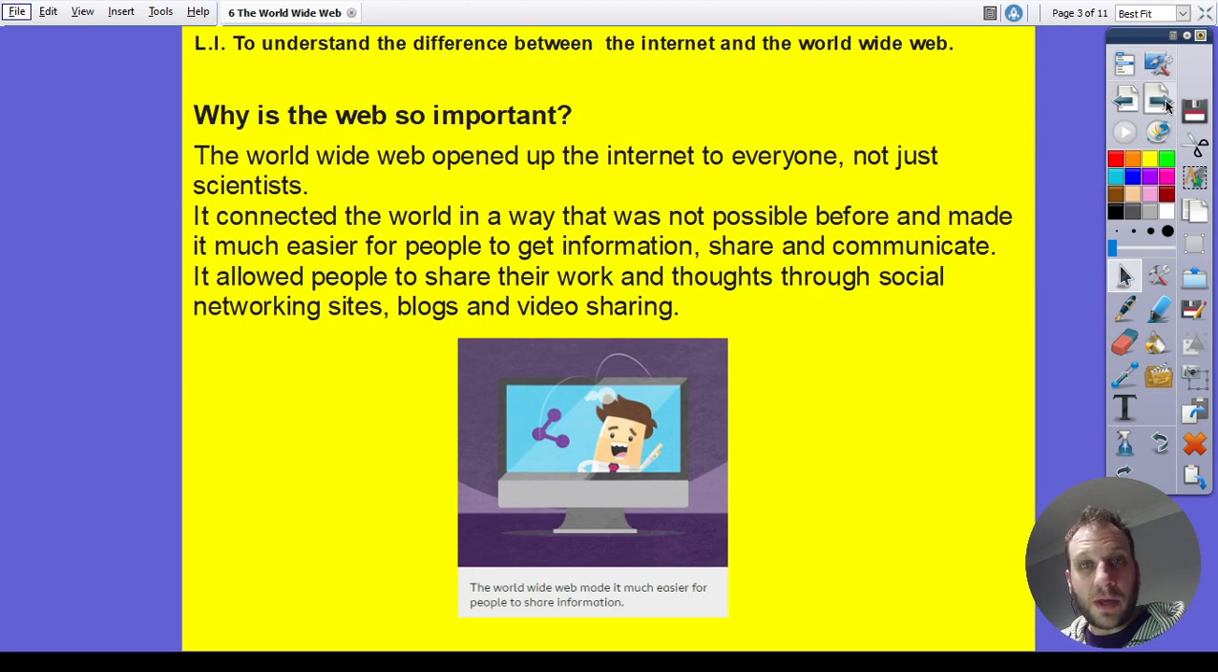Then we can communicate, share information, it allowed people to share their thoughts, and even now, up to the modern day where we're using it for social media, we're using it for YouTube, it's really grown and exploded since Tim Berners-Lee developed the first web browser.